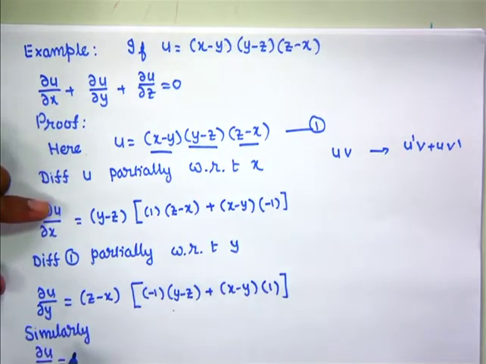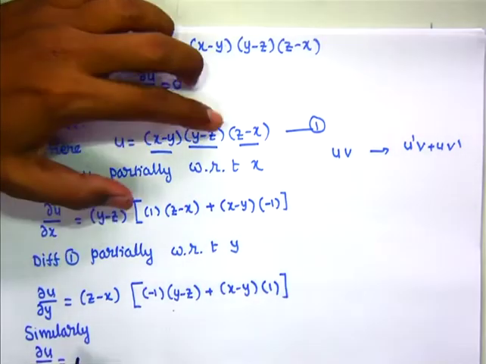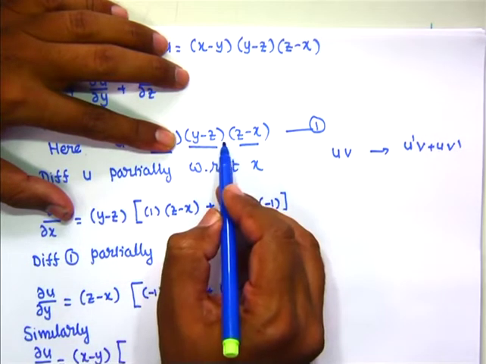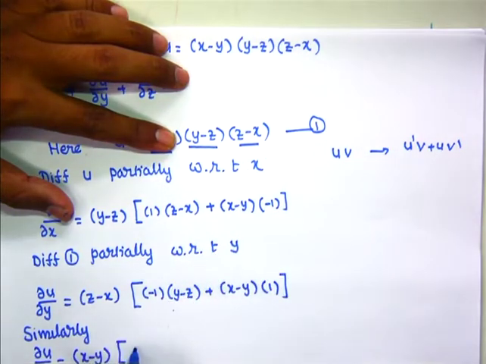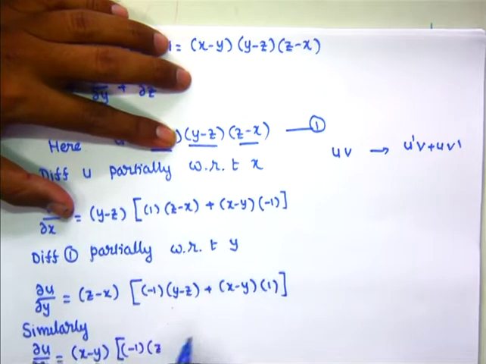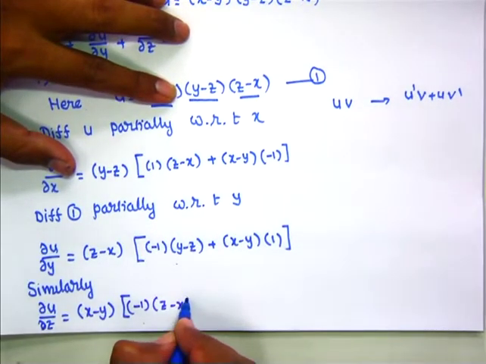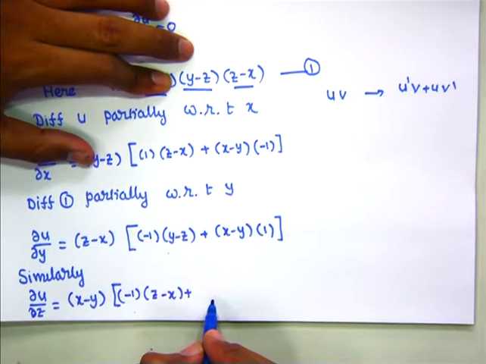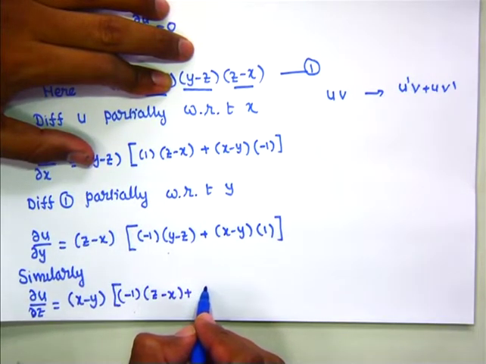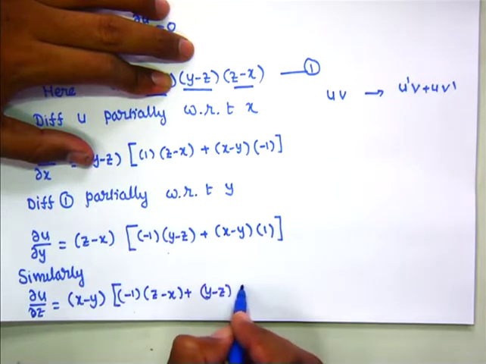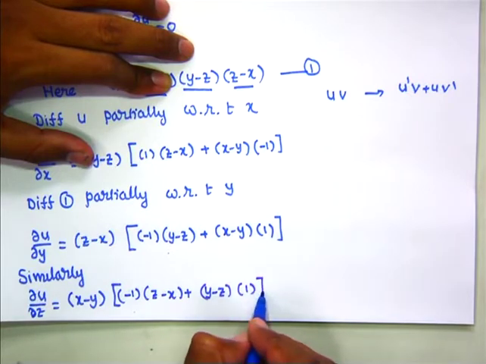So del u by del z is equal to, here x minus y is constant and we have to differentiate y minus z multiplied by z minus x with respect to z. So derivative of first term is minus 1, second term as it is, plus y minus z as it is, and derivative of z minus x with respect to z is 1.